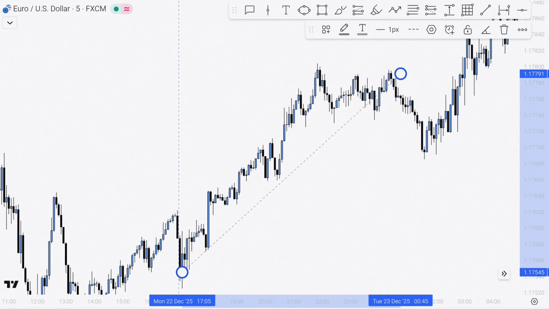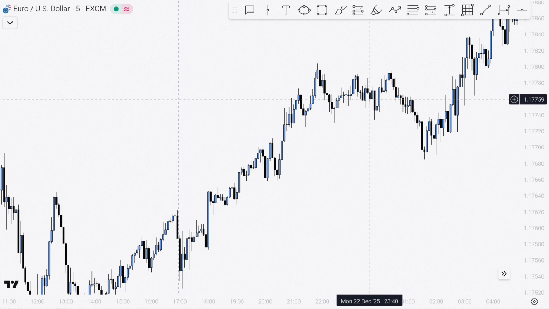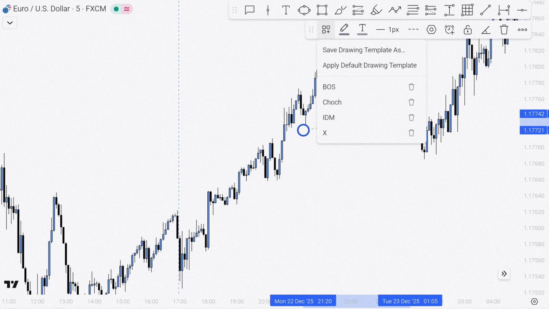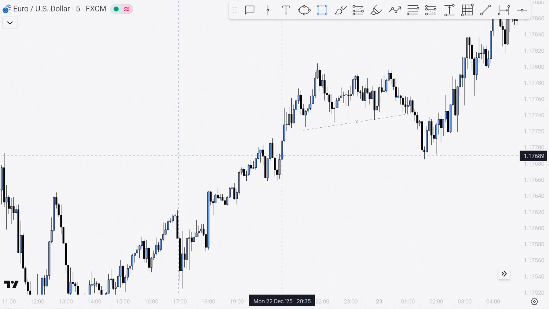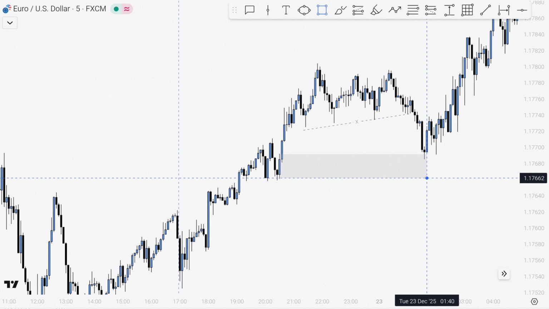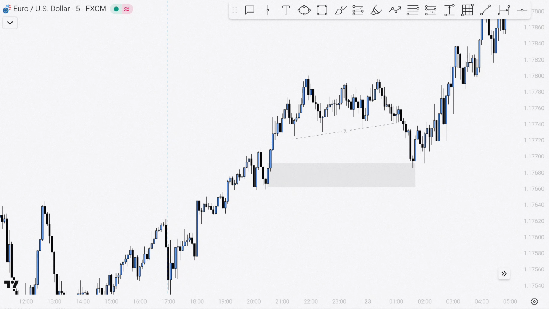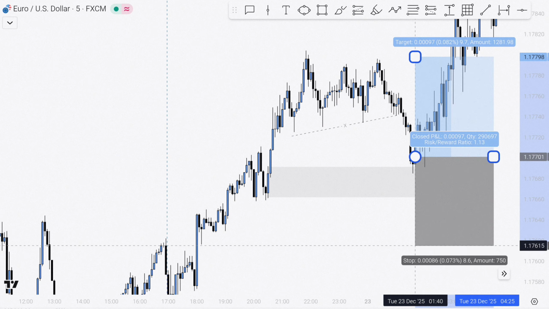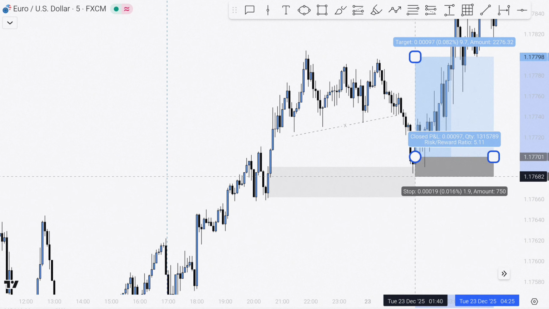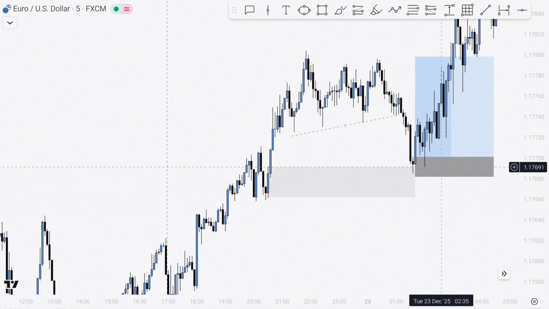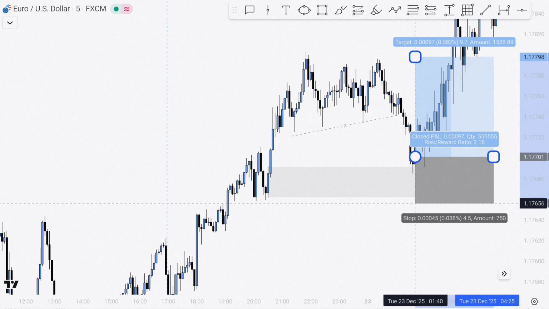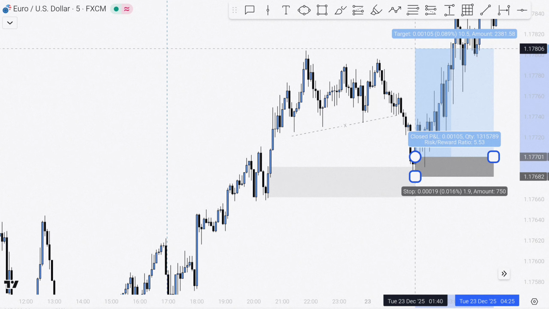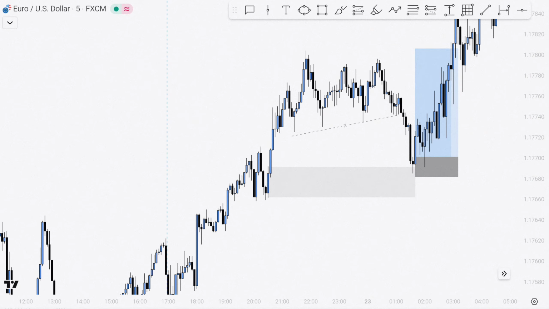But what did the market do? The market grabbed the liquidity of all these trend line traders, and also this liquidity created by the market, and tapped on this unmitigated order block, which is at this point. Now, when the market taps on this point, you can look for a direct buy, or you can also wait for the market to tap on this unmitigated single candle order block, which is at this point. You can also trade this with a tight stop loss, or you can put your stop loss just below these lows. This is your personal choice. And you can target the recent high, which is this point. Now, this is the trade that you can take.